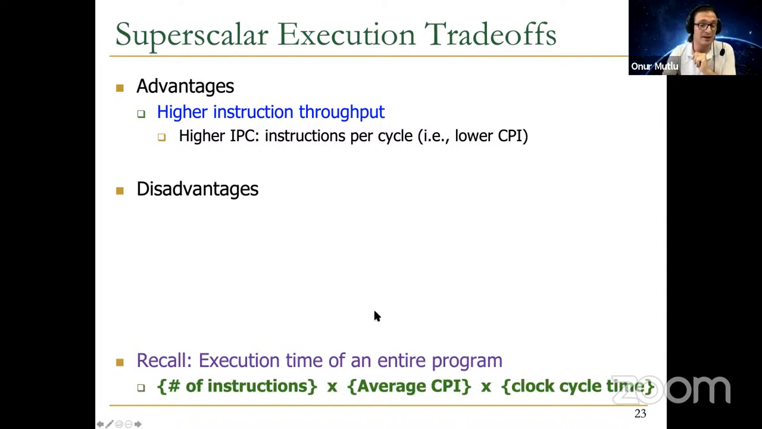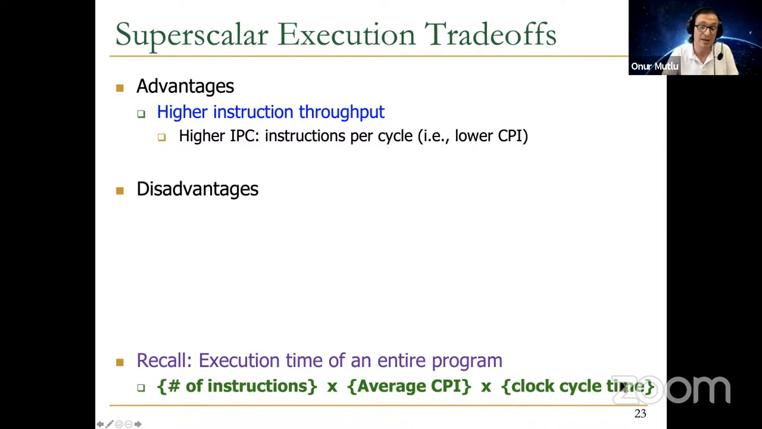So execution time of an entire program is number of instructions times the average CPI times the clock cycle time. Basically, we're reducing the average CPI, hopefully, by doing superscalar execution. We're not changing the number of instructions because the same instruction stream is executing. Assume that the compiler produces the same instruction stream, and that's the idea in superscalar execution, as much as possible. Then the question becomes, are we changing the clock cycle time, right? If we're not changing the clock cycle time, that's good always, right? We're reducing the CPI and we should be improving performance.